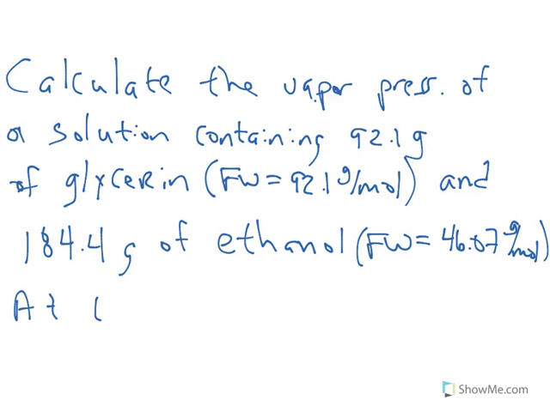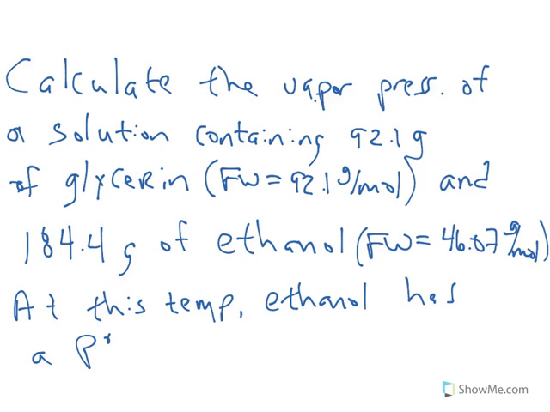At this temperature, ethanol has a P naught equal to 0.178 atmosphere. So that is the vapor pressure of the pure solvent, 0.178 atmospheres. Now what we need to do is calculate this new vapor pressure, since we've added a non-volatile solute. And knowing that the vapor pressure is going to be lowered, we should be calculating a P that is less than 0.178.